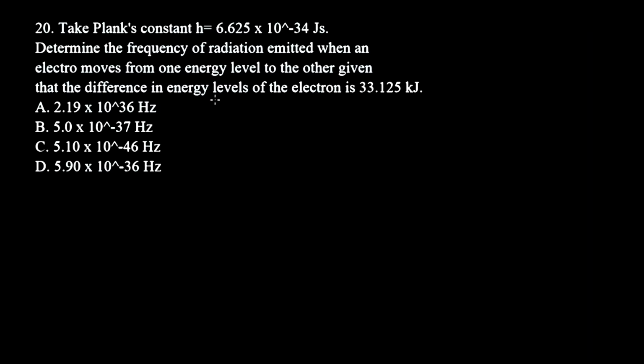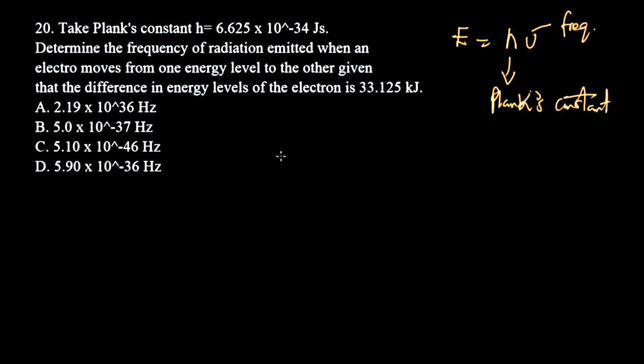So let's look at this question. Take Planck's constant to be this. Determine the frequency of radiation emitted when an electron moves from one energy level to the other, given that the difference in energy level is this. So basically, for us to calculate this, we just have to use this formula. E is equal to hv, where v is the frequency and h is the Planck's constant.